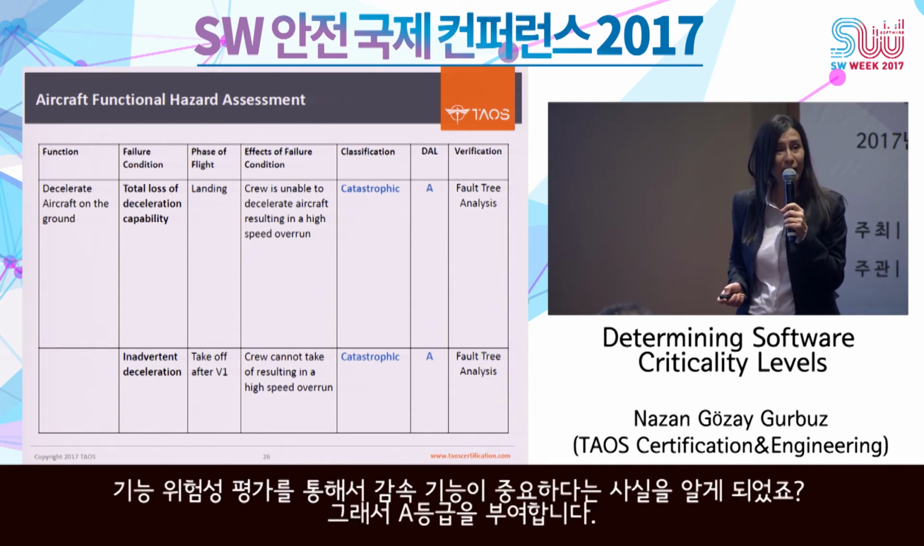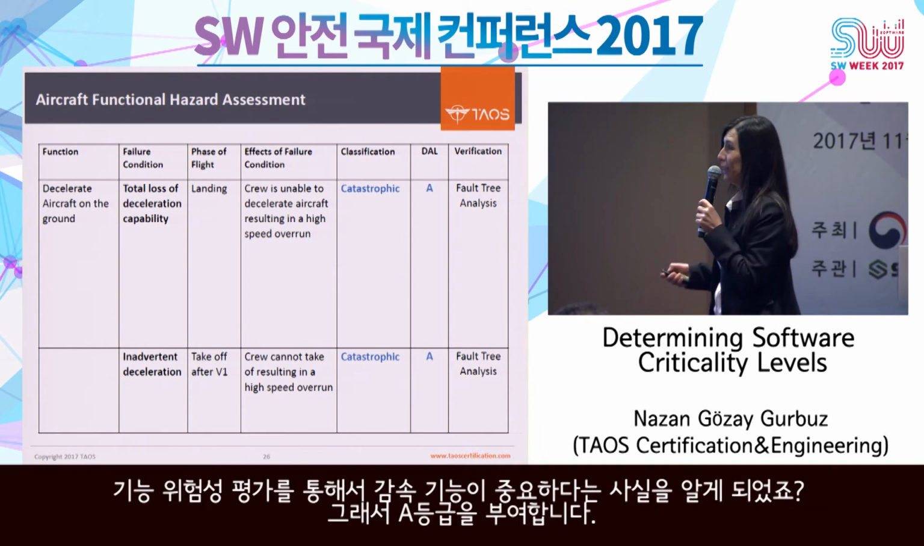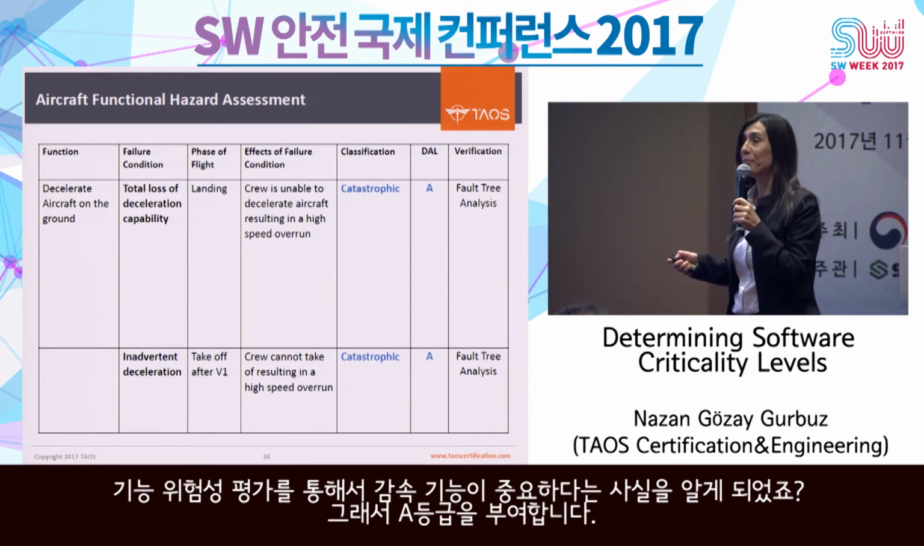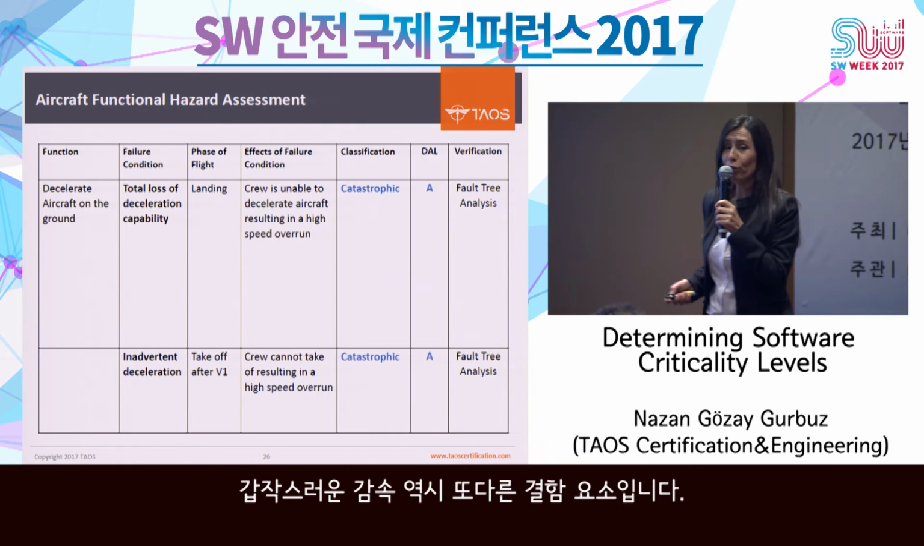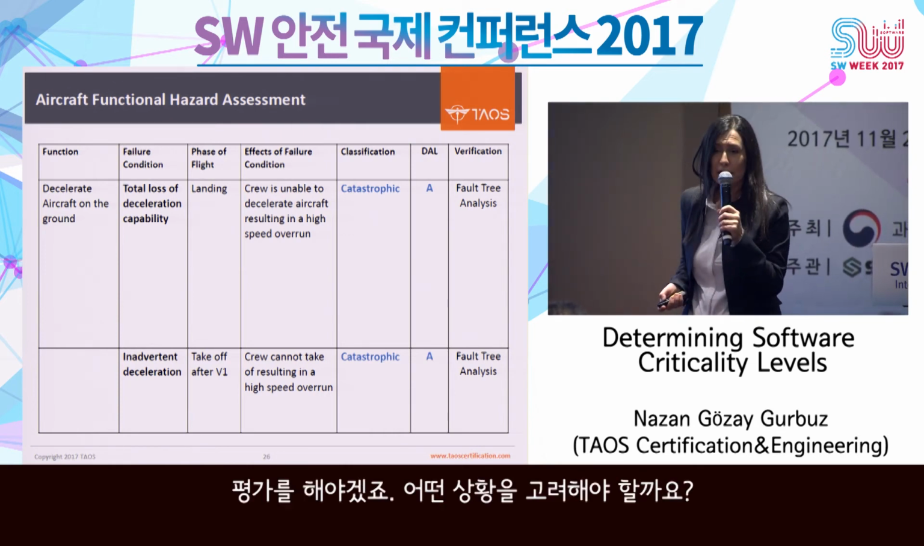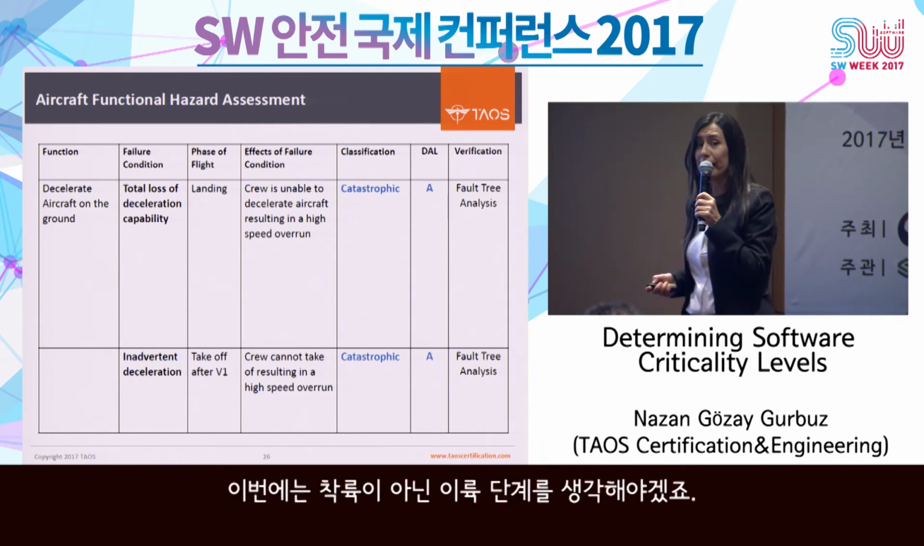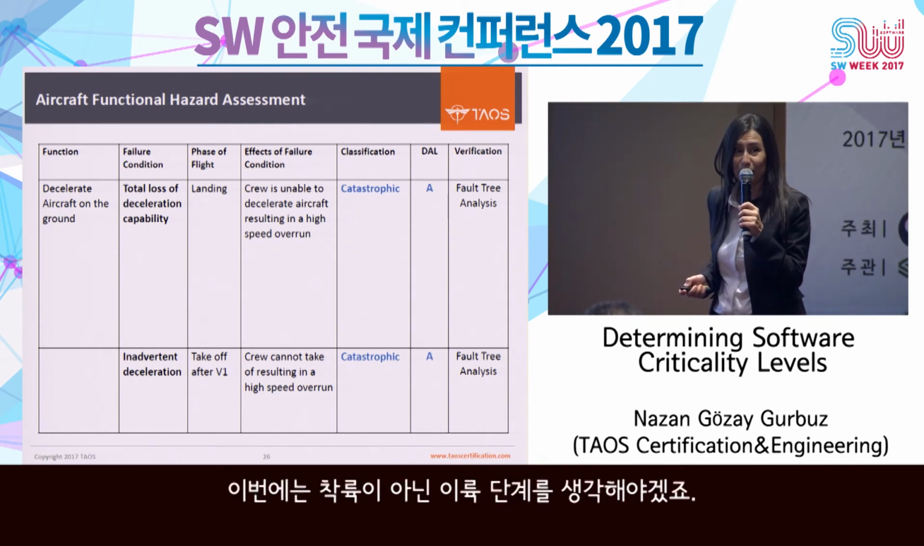Now, we know that function is critical, right? We assessed it in the functional hazard assessment. We assign level A, right? And inadvertent deceleration, another failure case, we need to assess. And when is it important? During the takeoff phase, not landing this time, right?